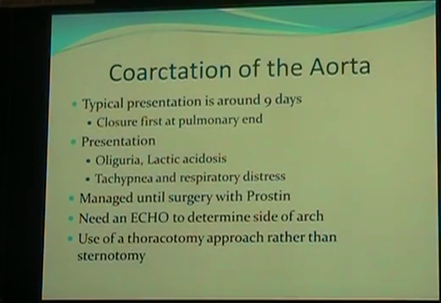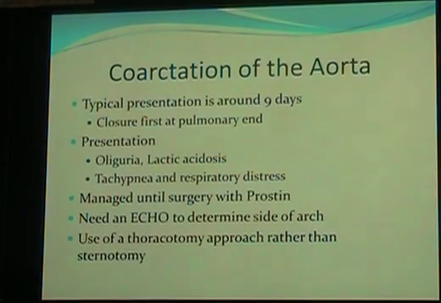Now, coarctation of the aorta is an example of a condition which can be repaired through a thoracotomy rather than a sternotomy. The typical presentation is around 9 days, and the reason for that is that the ductus arteriosus often begins to close first at the pulmonary end, and it's like a zipper as it closes towards the aorta. Once it closes at the aorta, the shelf that is the coarctation blocks the blood flow and causes strain on the heart. Until that point, as long as the aortic end of the ductus is open, the blood, as it's going through the arch, can go around the obstruction.